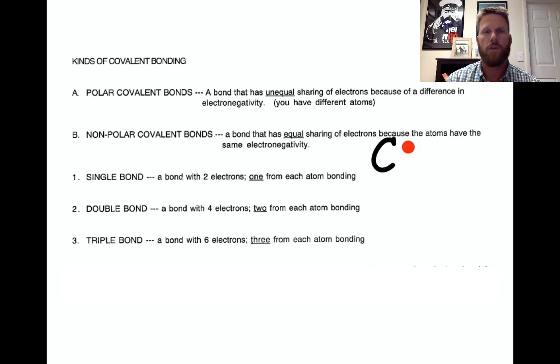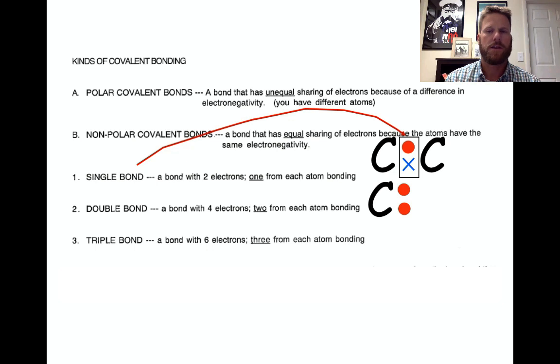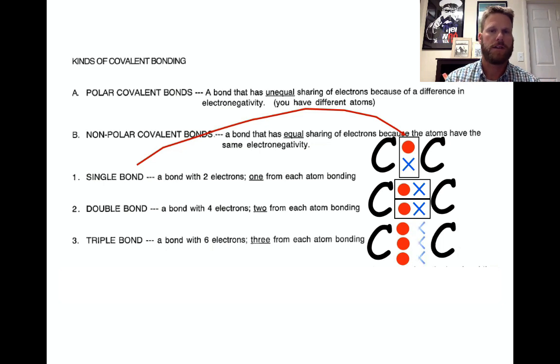Then, with covalent bonds, you can end up having multiple bonds. A single bond occurs when each atom shares one electron. That would form a single bond. When each atom shares two electrons, you would form a double bond. And if each atom shares 3 electrons, then you form what is called a triple bond.